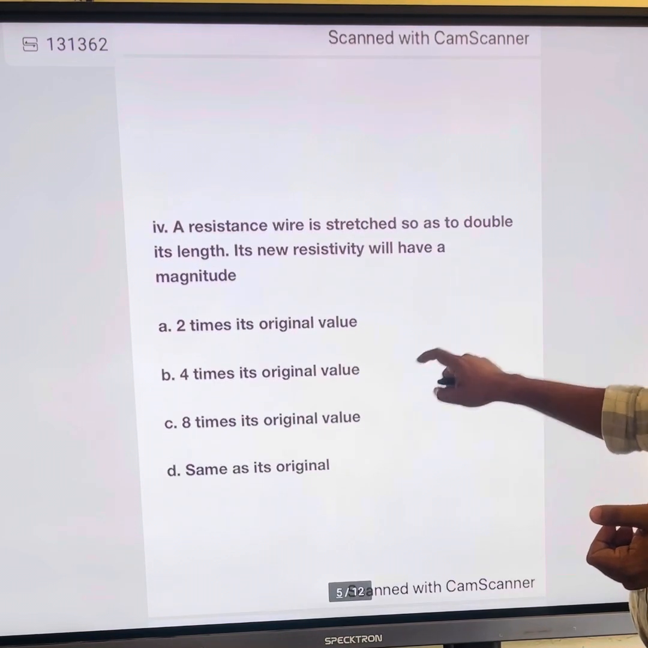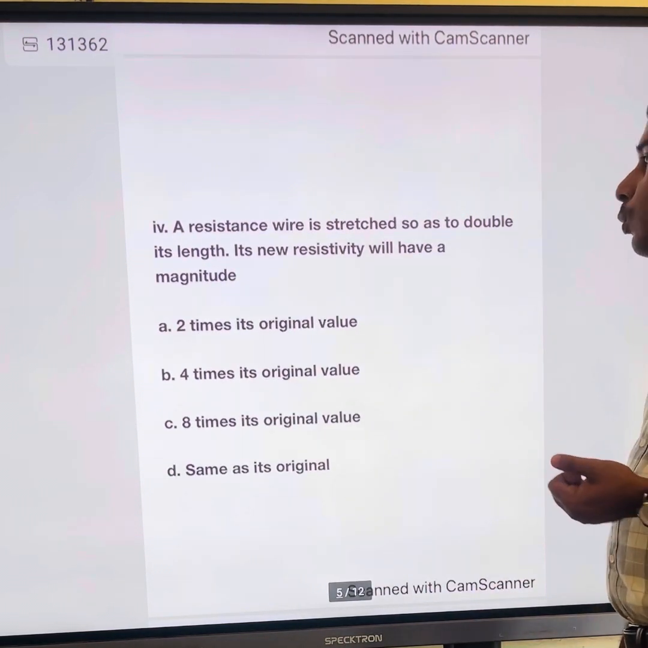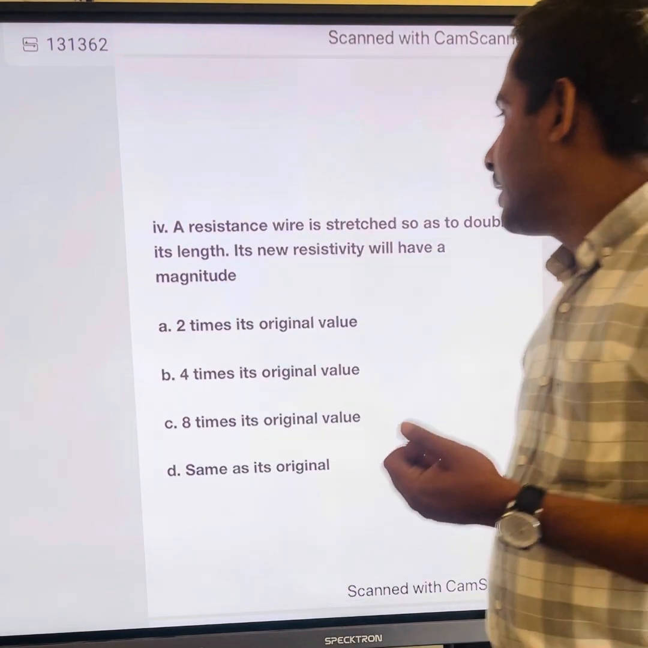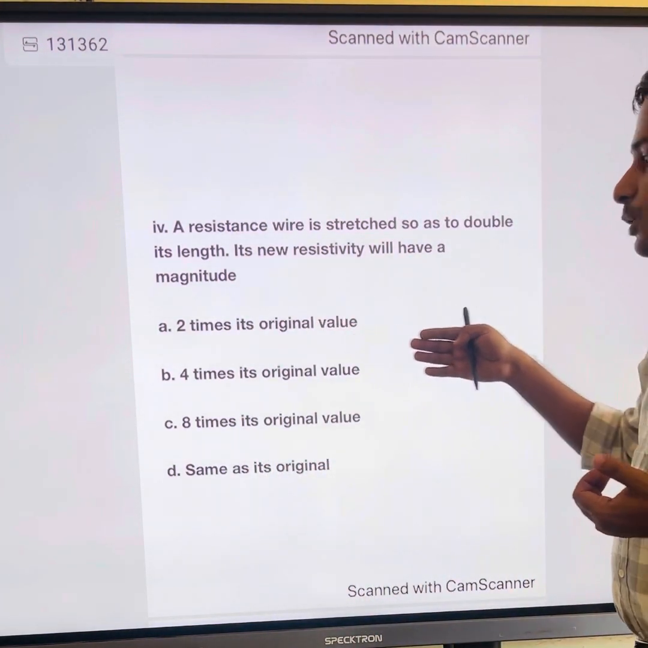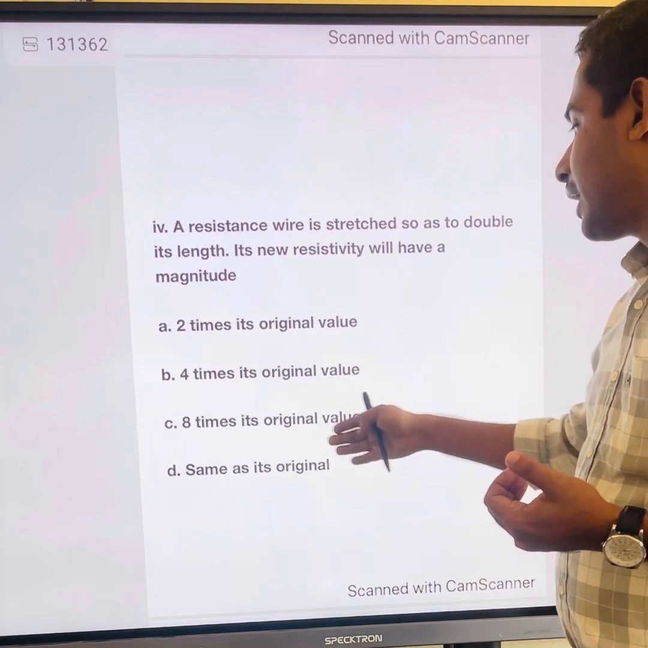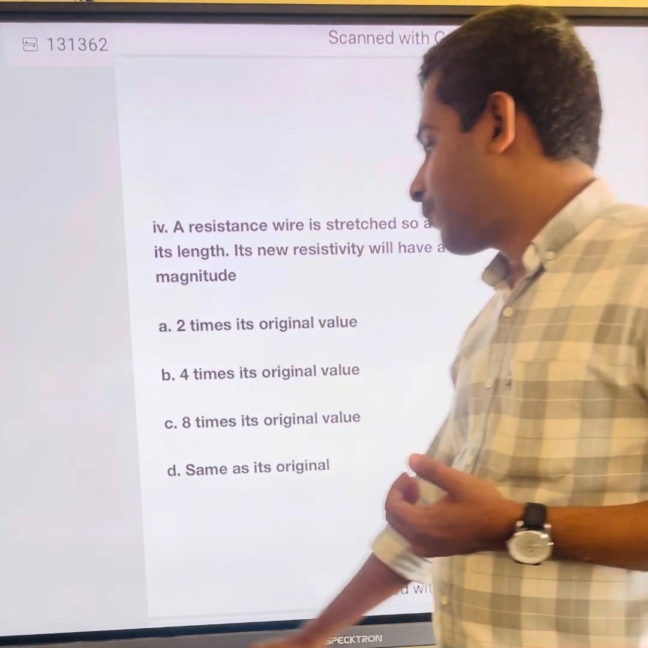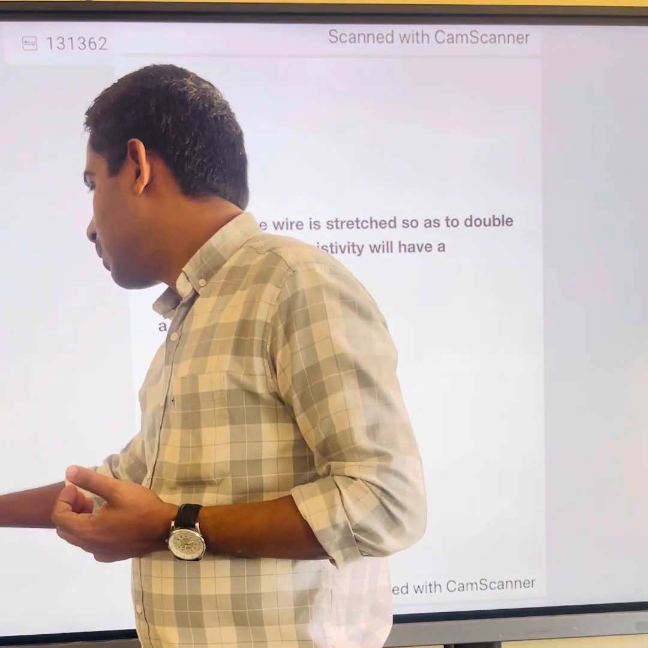A resistance wire is stretched so as to double its length. Its new resistivity will have a magnitude. They said 2 times, 4 times, 8 times. Then they said finally same as the original.